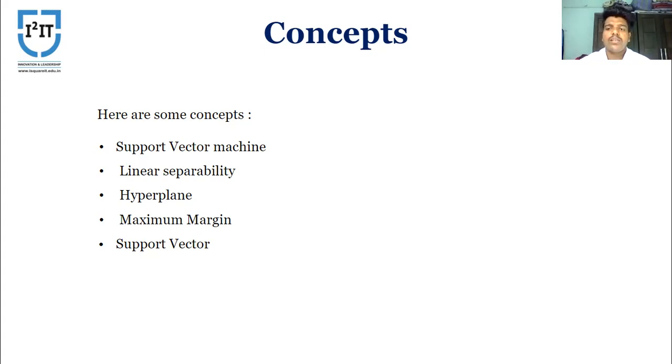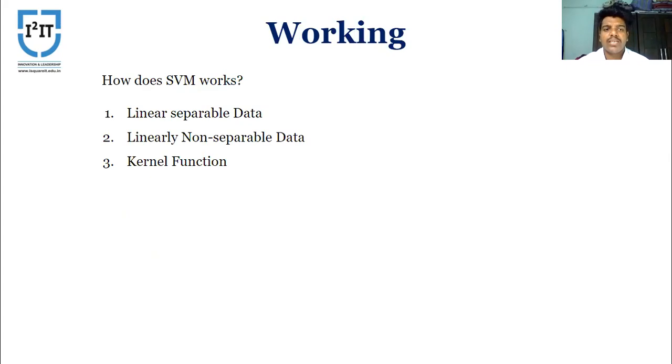The support vector machine learns the best hyperplane, the one that lies in the middle of the separation between the data, by maximizing the margin. Therefore, it is called the maximum margin classifier as well. How does SVM work? It has basically linearly separable data and linearly non-separable data.